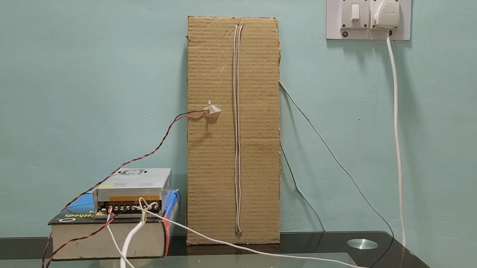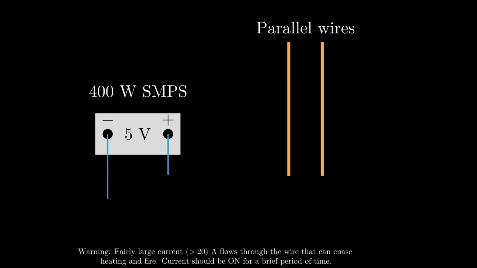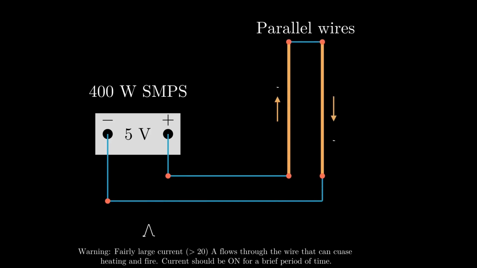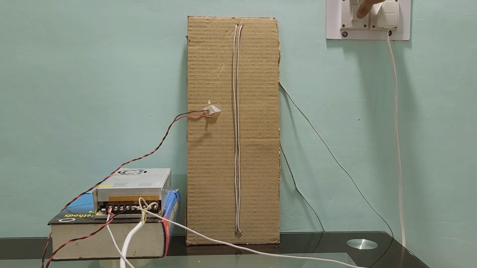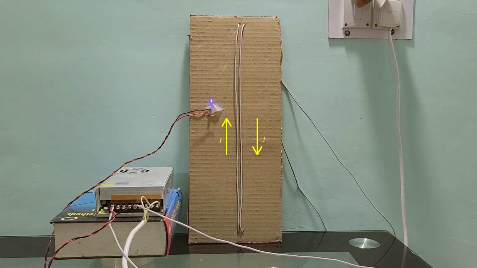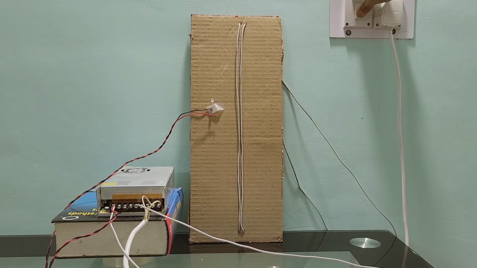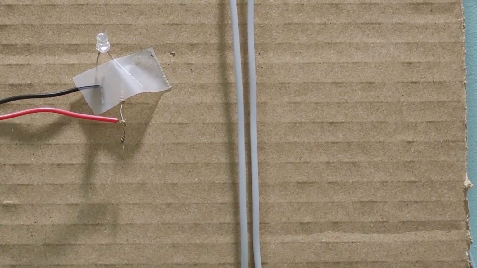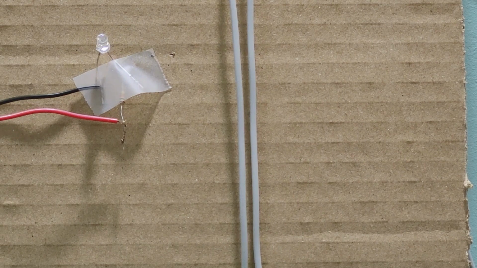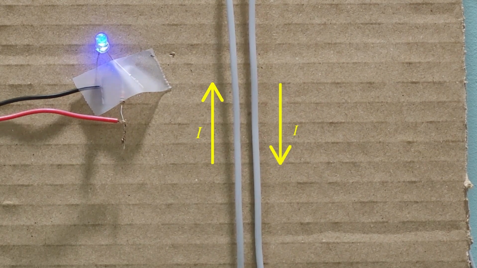Here we have, mounted on a piece of cardboard, two parallel segments of a wire, the ends of which are connected to a 5-volt power supply. If the wire is configured like the schematic shown, the current flowing through the two parallel segments will be in opposite directions. Now, as the current is turned on, you can see that the wire segments are repelled from each other. Let's zoom in for a clearer view. The glowing blue LED indicates that current is on.